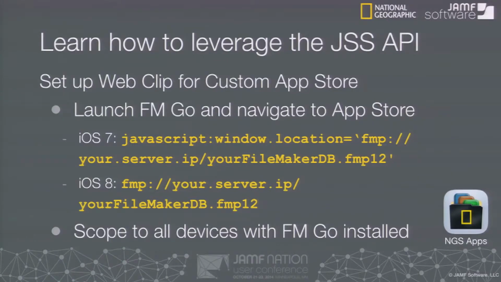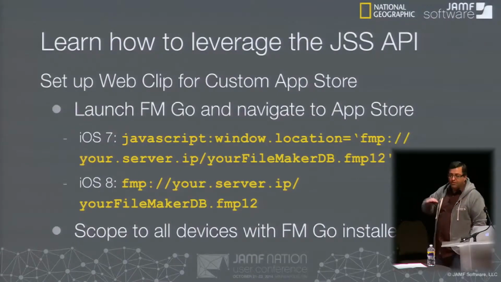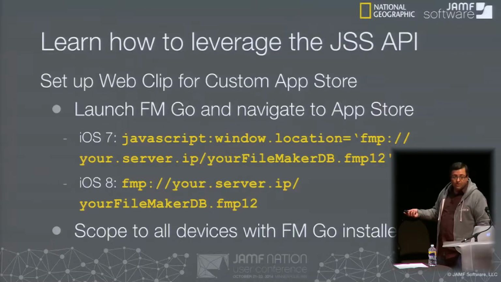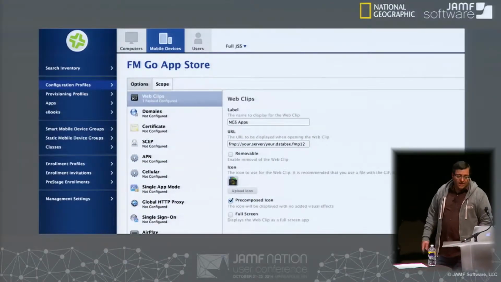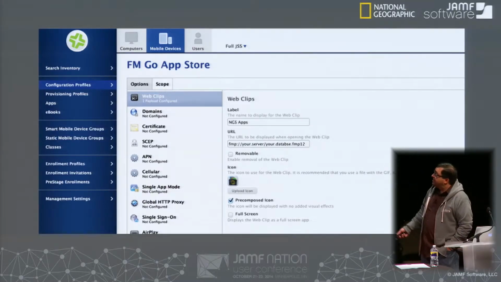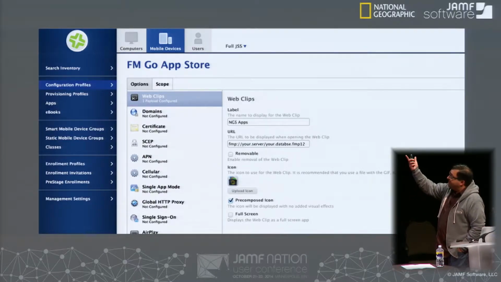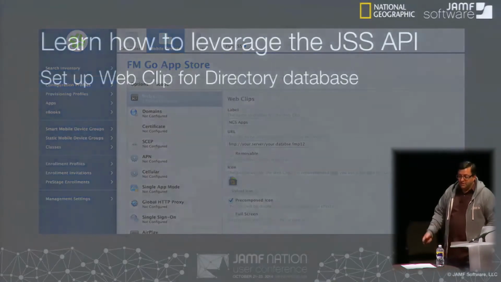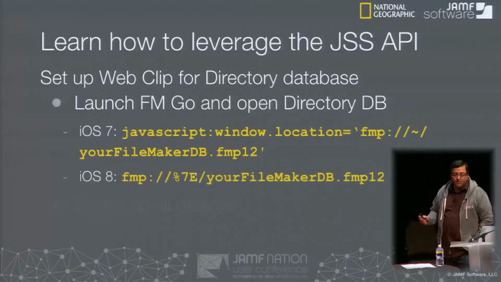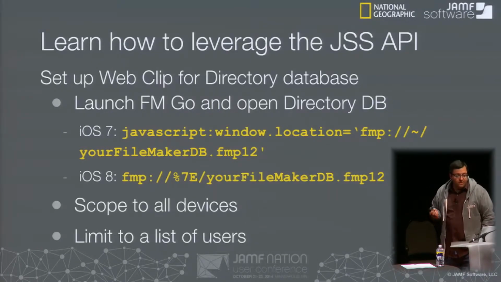Depending on your environment and what your users have going on, this is easy to create, a scope for both if you need to. And you just scope this to all devices that have FileMaker Go installed, so you're not installing this on people who aren't going to be able to use it. Here's an example of the NGS apps WebClip configuration profile. You give it a name, put in the URL string, give it an icon, and you're good to go.